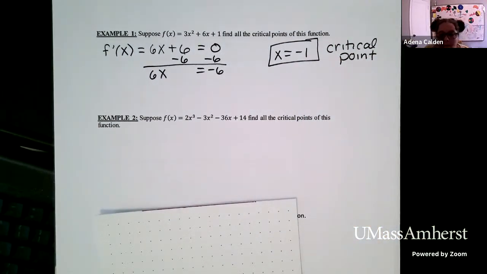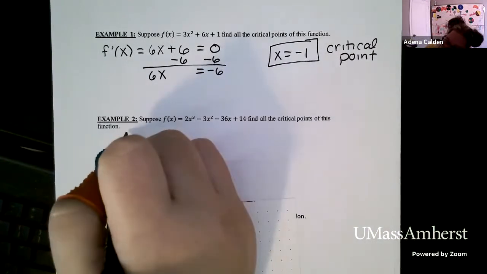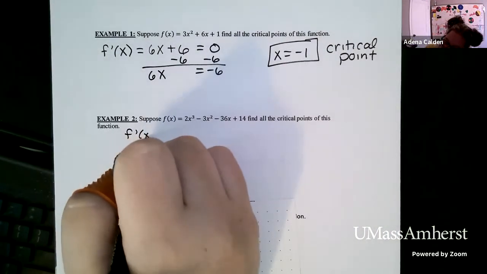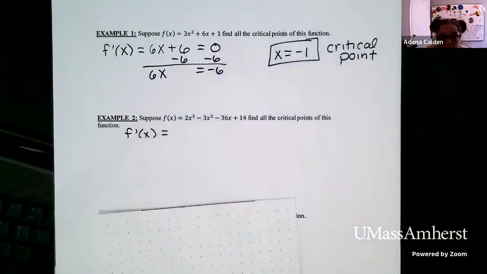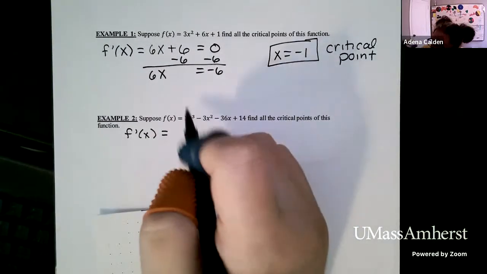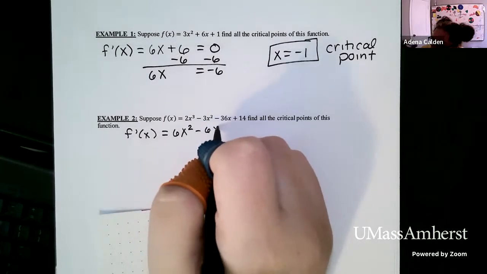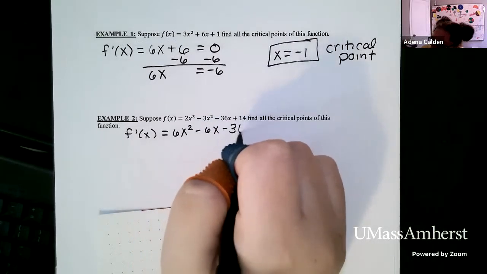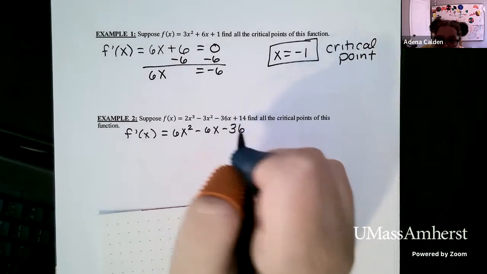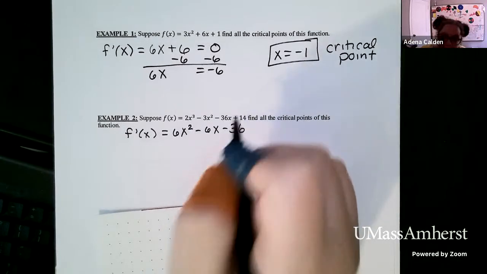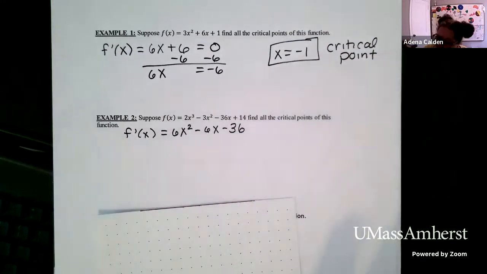Okay. Now for the second one, we start off again by finding the first derivative. And again, we're using our power rule here. So the 3 comes down to multiply the 2. So we get 6x squared minus 6x. Then we get minus 36 from this term here. And then the derivative of 14 is 0 because 14 is by itself.